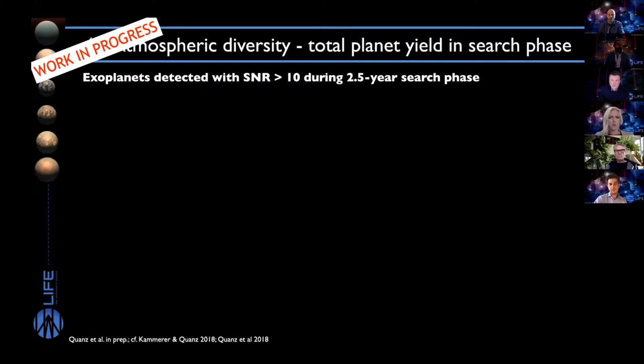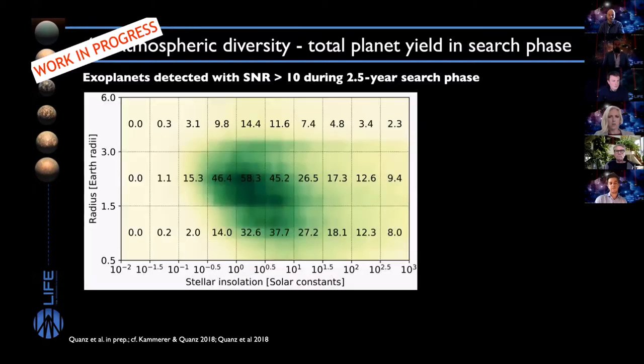I'm going to show you now a plot with planets that are detected with a signal to noise of at least 10 during a 2.5 year search phase. The assumption is that LIFE will search for planets first, and then pick a subset during a second characterization phase that it will investigate in more detail. On the y-axis is the radius of the planet, going from half an Earth radius up to 6 Earth radii, and on the x-axis you see the stellar insolation in solar constants.